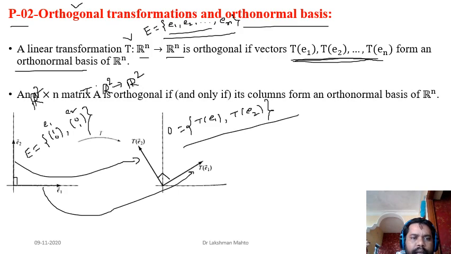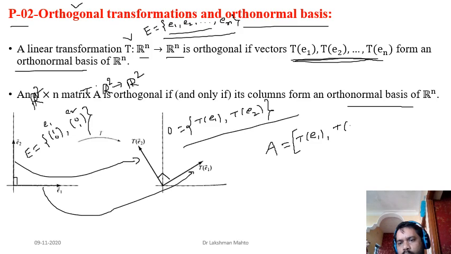Now, if you have an n by n matrix, we call that matrix orthogonal if its columns form an orthonormal basis of Rn. That means if you have already received an orthonormal basis of Rn, you form a matrix whose first column is the first basis vector, and so on. So A is the matrix of the given orthogonal transformation T, and then definitely you can say that it is an orthogonal matrix. Remember that this matrix we have already calculated with the help of the standard basis, so we get that this is the orthogonal matrix.